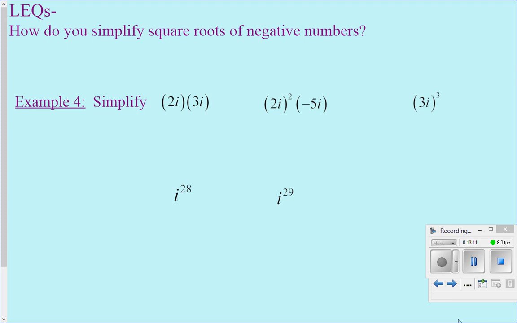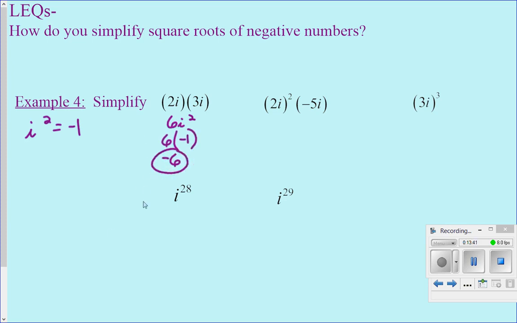Next. So we're going to multiply these just like they were variables. If I said what's 2x times 3x, you'd say 6x squared. So 2i times 3i is 6i squared. So that's no different than what you're used to. At this point, though, it does become different because we know that i squared, if you recall from a couple minutes ago, i squared equals negative 1. So I'm going to replace i squared with negative 1, and 6 times negative 1 is negative 6.